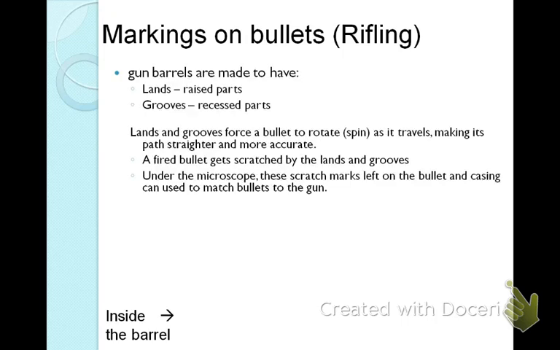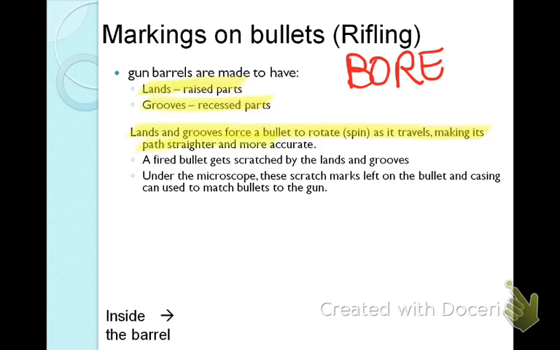Inside the barrel, there's a bore, B-O-R-E, that's made of what we call lands and grooves. Lands and grooves are spiraled. They force a bullet to rotate or spin as it travels, making its path straighter and more accurate.